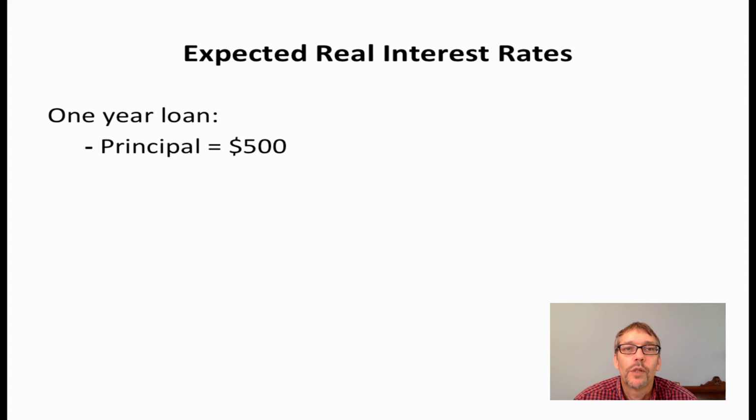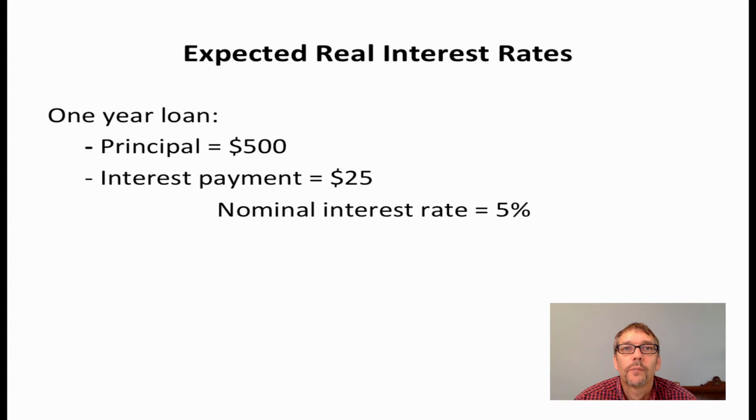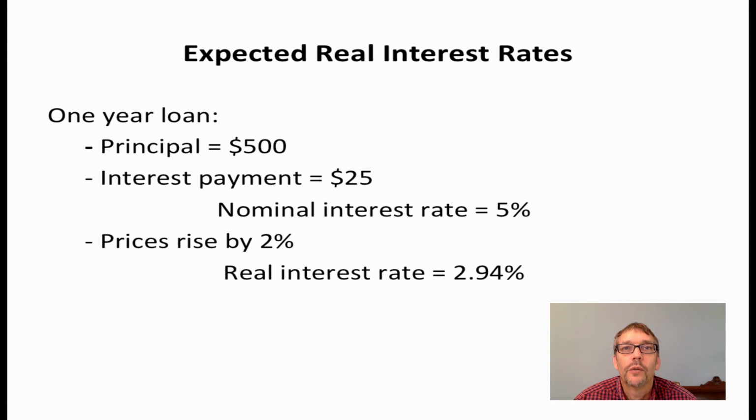In this loan, the principal was $500 and the interest payment at the end of the year was $25. The nominal interest rate on this loan was 5%. If prices increase by 2% over the period of the loan, then the real interest rate on this loan was 2.94%. We can see from these figures that the real interest rate is approximately equal to the nominal interest rate less the rate of inflation, or 2.94 is approximately equal to 5 minus 2.